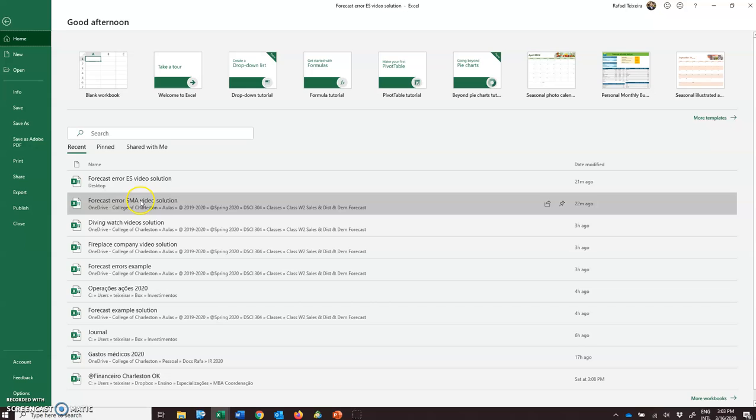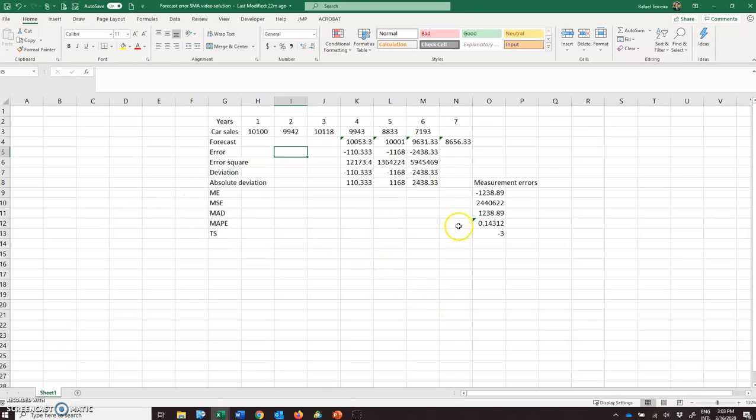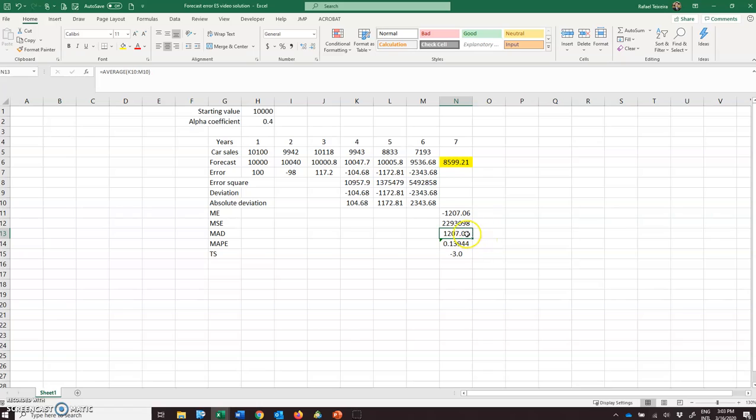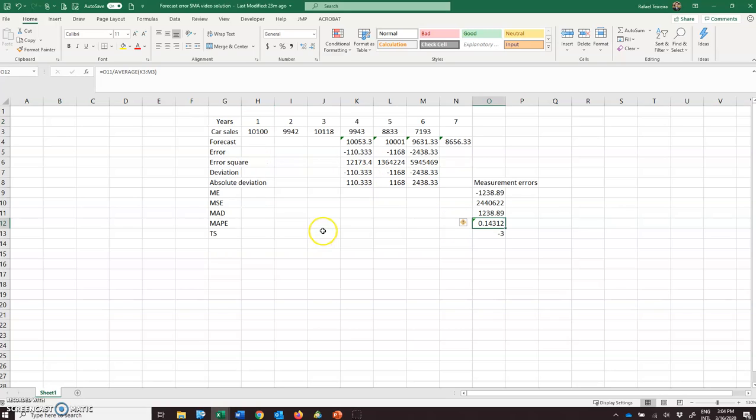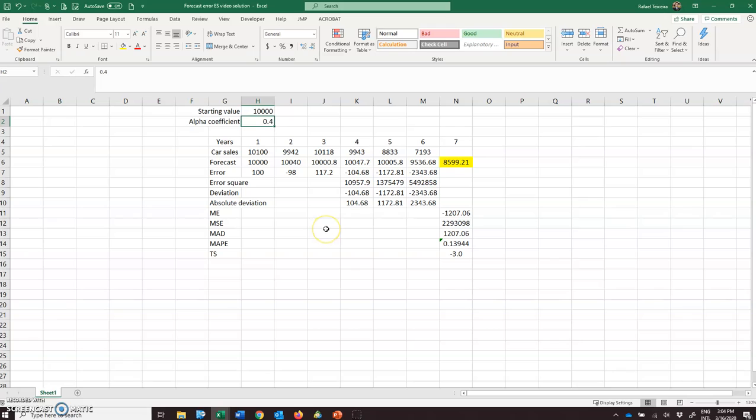Okay, if we compare with the previous forecast, let me open it here, and we can compare. The mean absolute deviation for the case of using the simple moving average is 1,238 units, which gives us a mean absolute percent error of 0.14. This one is smaller, 1,207 units, and the mean absolute percent error is 0.1394. So using exponential smoothing with an alpha coefficient of 0.4 is better than using a simple moving average of three periods. Okay. So this is how you use the different forecasting techniques and use the errors to compare these techniques and see which one gets forecast values that are closer to the demand.